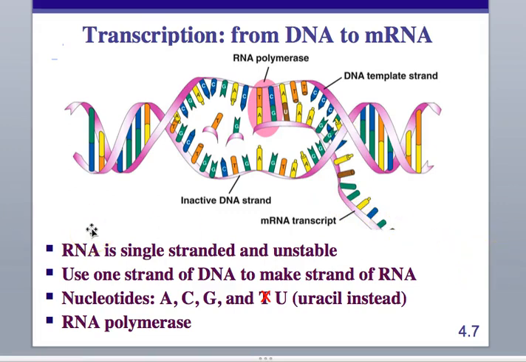RNA is a single-stranded and unstable molecule, so it doesn't last very long, which is good because if you have a signal for histamines to fight a response, you don't want to be activating that all the time. You want it only for as long as you need it.